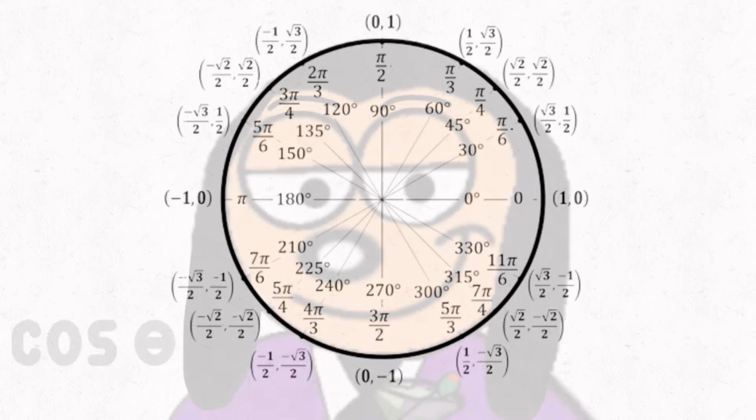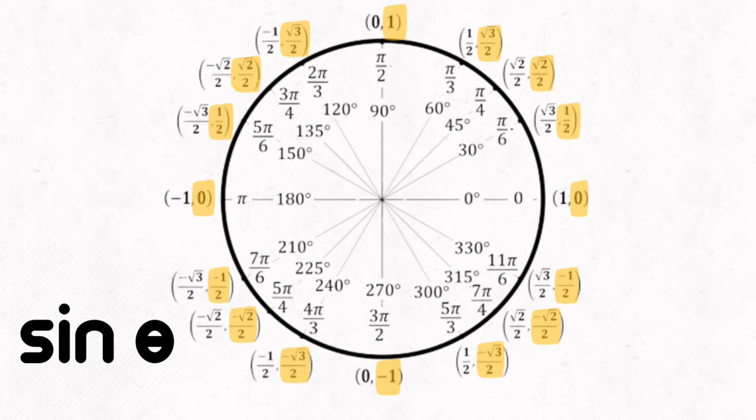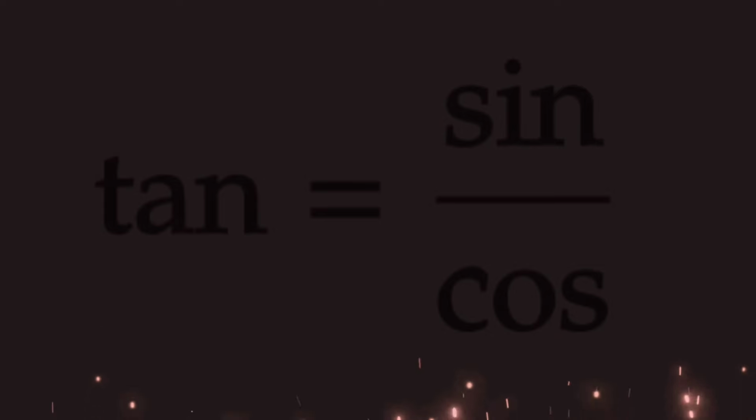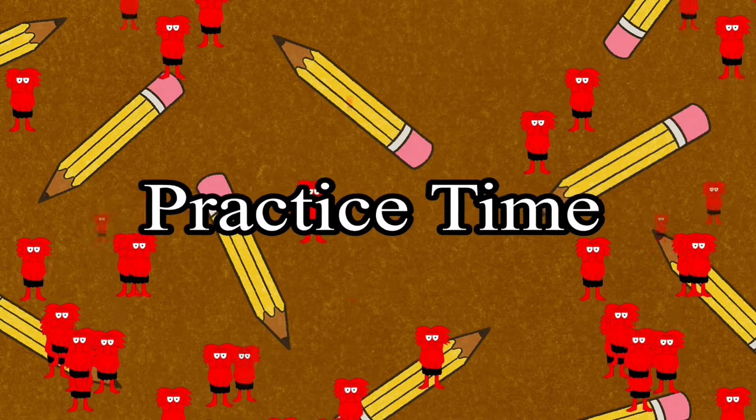It is a fact that any x value on the circle will represent cosine, and any y value will represent sine. To find tan, we must divide sine over cosine. Let's put this into practice.